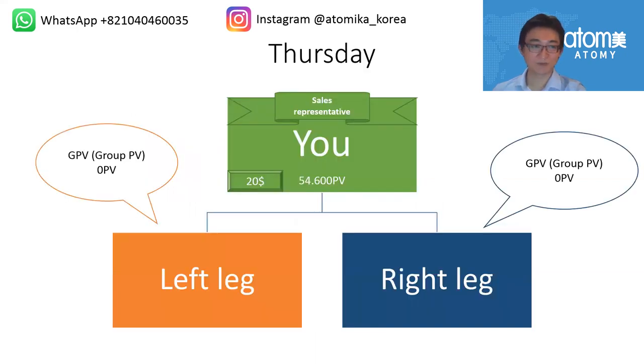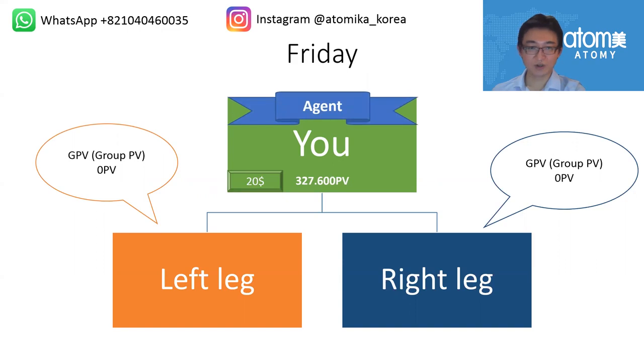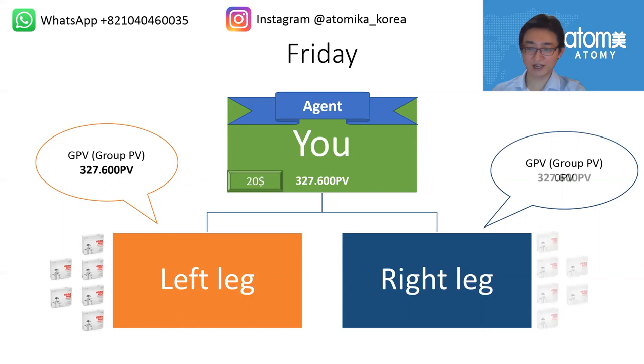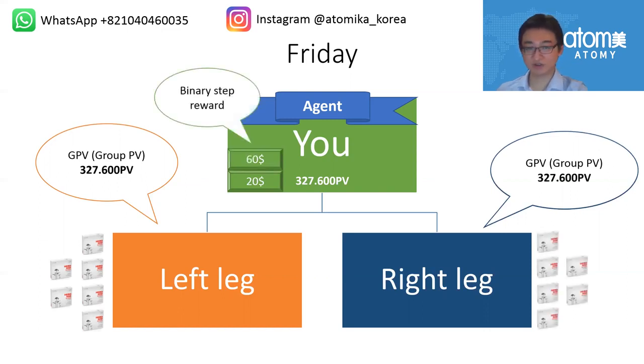So let's see. On Thursday, let's say you bought yourself 5 hemohims and you have more than 300,000 PV, which makes you an agent. On Friday, let's say somebody bought 6 hemohims on your left leg and 6 hemohims on your right leg. And because you're an agent, you receive a $60 reward. So for the same amount of work, for the same amount of money, 3 times more money. So it's always worth accumulating your personal PV.